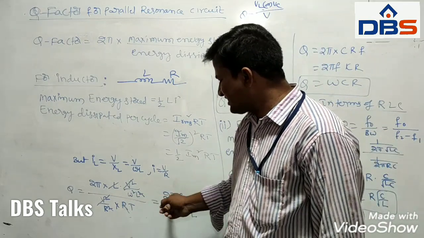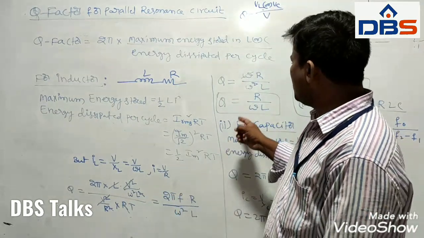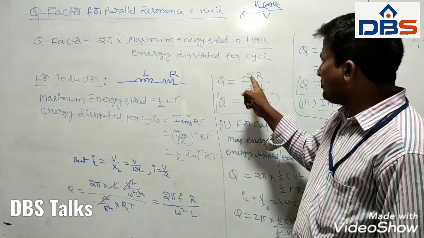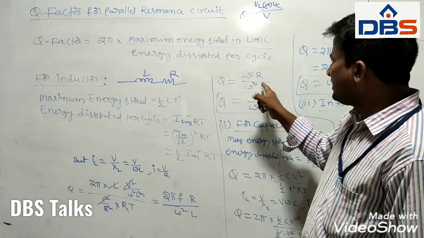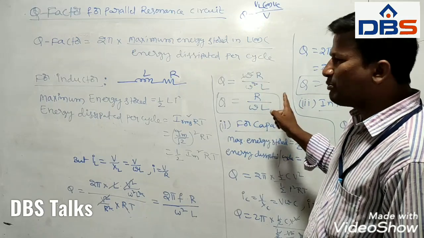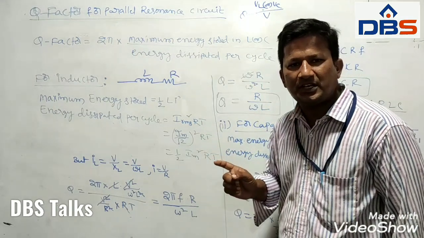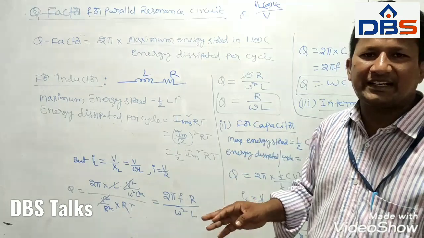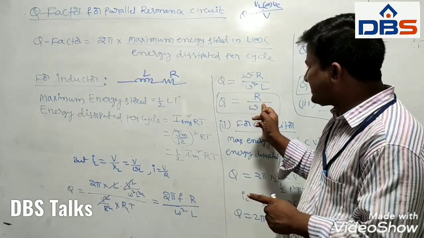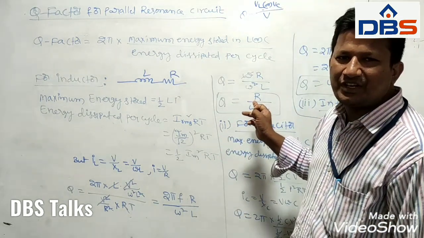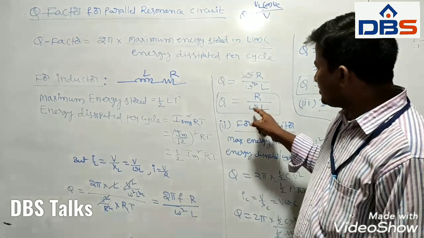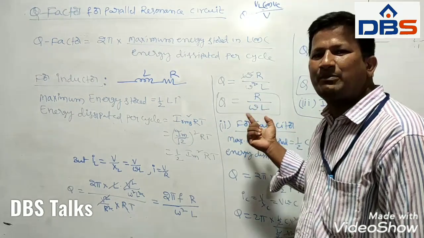Here 1 by T is nothing but F, that's why I write it here. Now 2 pi F is nothing but omega, so we get omega R by omega square L. Omega cancels, giving R by omega L. The quality factor for parallel resonance for the inductor is R by omega L. It is exactly the inverse of the series resonance quality factor for the inductor, which is omega L by R, but here it is R by omega L.